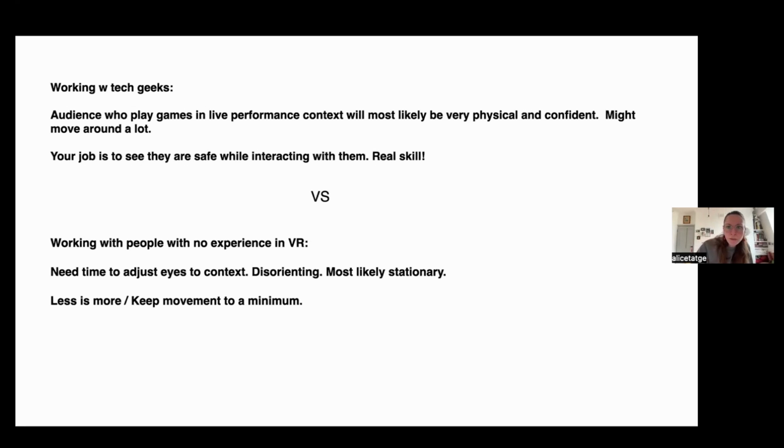With regards to working with audiences that have tech experiences versus non-tech experiences, this is really quite straightforward to recognize, for instance. So the tech geeks will be really comfortable being in VR because obviously they spent lots of time in VR. They might move around a lot. They might be a bit more confident and risk-taking, which means that your job is to see that they're safe while interacting with them. And that's a real skill.